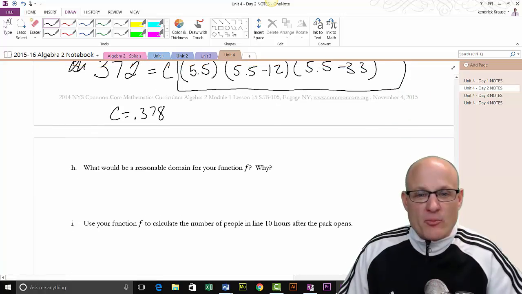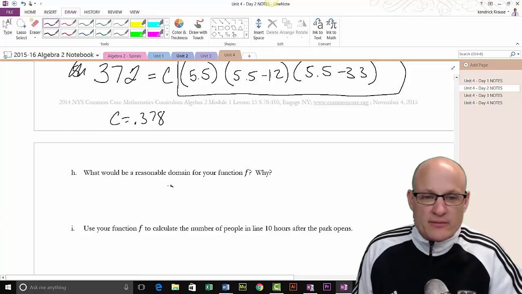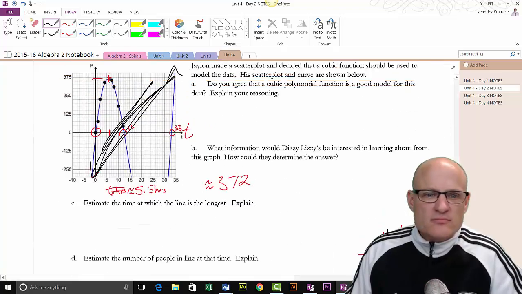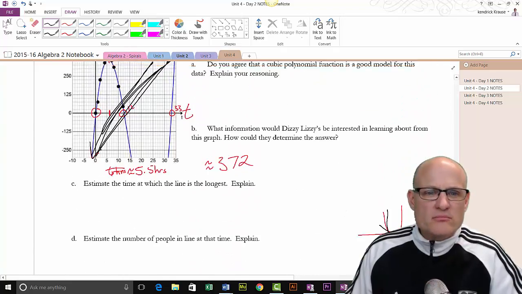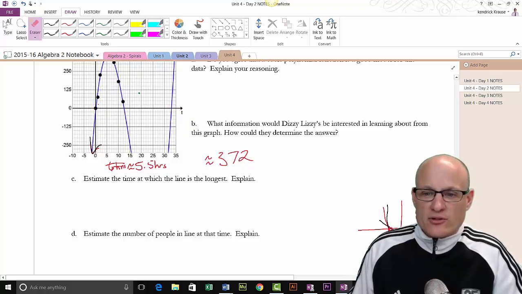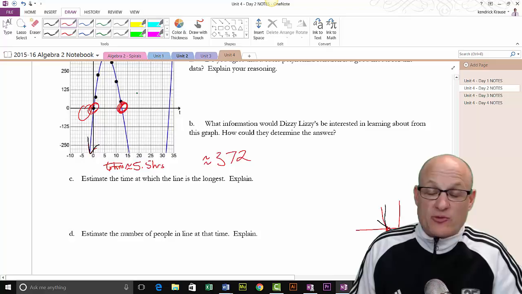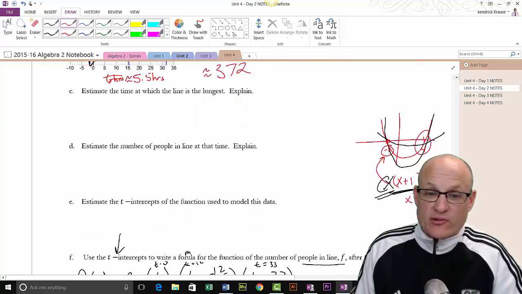What would be a reasonable domain for my function f? Well, a reasonable domain would be between 0 and, I guess, 12.5. No, let me erase. Oh, no, 0 and 12. So between 0, because I can't go below this. If this is people in line, you can't go below negative people in line. You can't count zombies. This isn't The Walking Dead.